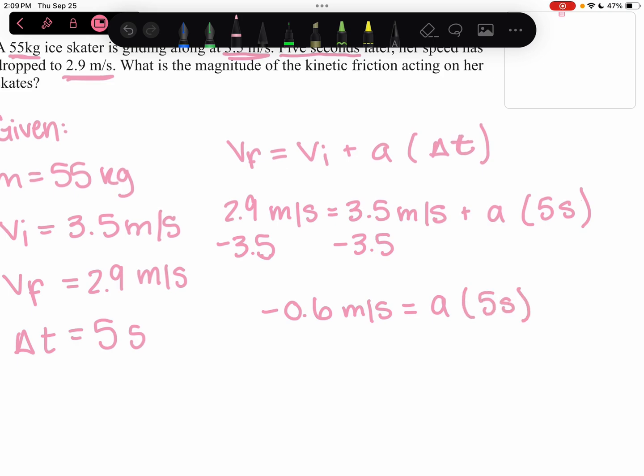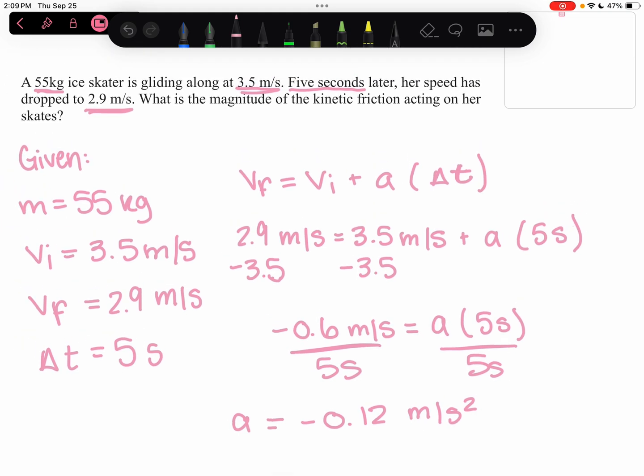And then since acceleration still isn't by itself, we want to divide it by 5 seconds. And that will give us negative 0.12 as our acceleration, in meters per second squared. And it makes sense that it's negative because the question has stated that her speed was dropping, meaning she was slowing down, hence the negative.